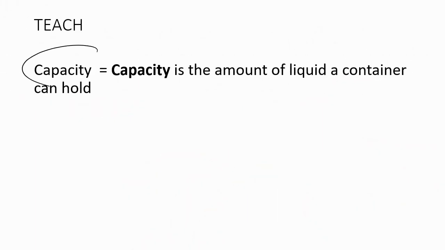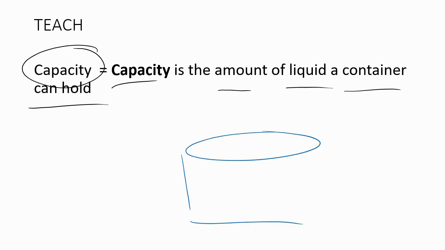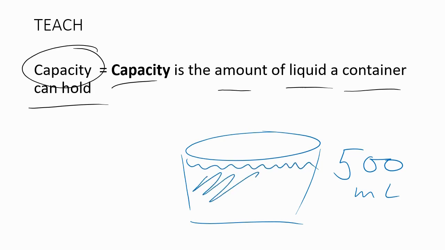Let's look at capacity. You need to know about capacity. Capacity is the amount of liquid that a container can hold. For example, we had our bucket on the front, and here's a lovely bucket I'm going to draw for us. Let's say this is a smaller bucket. It is only a 500 milliliter bucket, and filled up, this bucket can take 500 milliliters of water. If it was 2 buckets, it might be 1 litre of water. So capacity is the amount of liquid a container can hold.